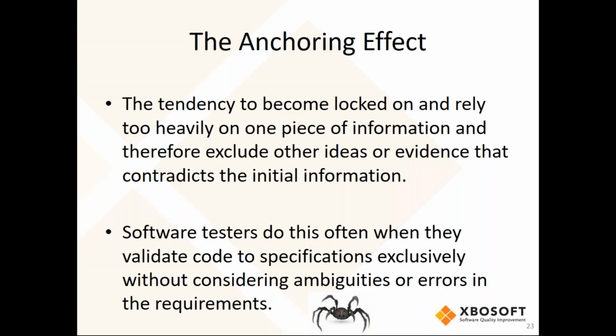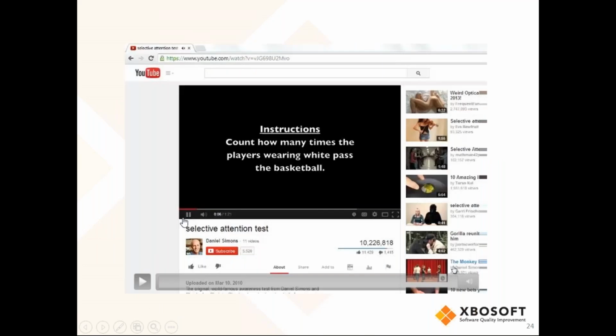Now, the final bias that I want to talk about is really my favorite, but to do that, we're going to try a little experiment. So there are the instructions there. We're just going to watch this little clip and count how many players wearing the white shirts pass the basketball. Yeah, that's what you want to do. You want to count the white shirts, how many times they pass.